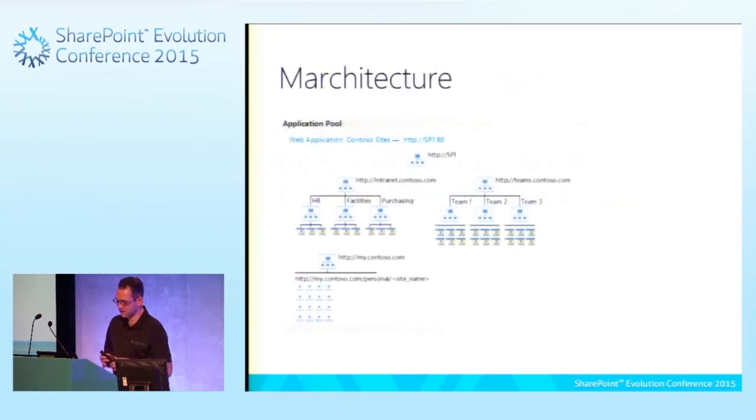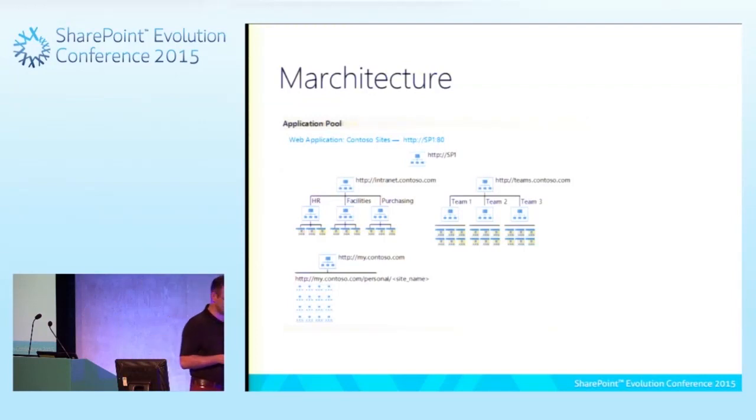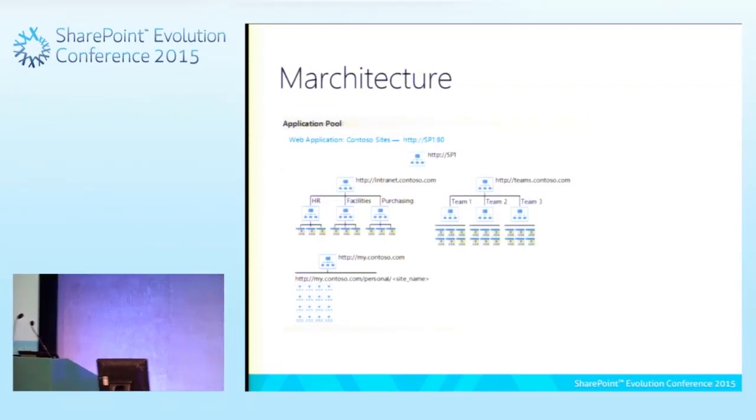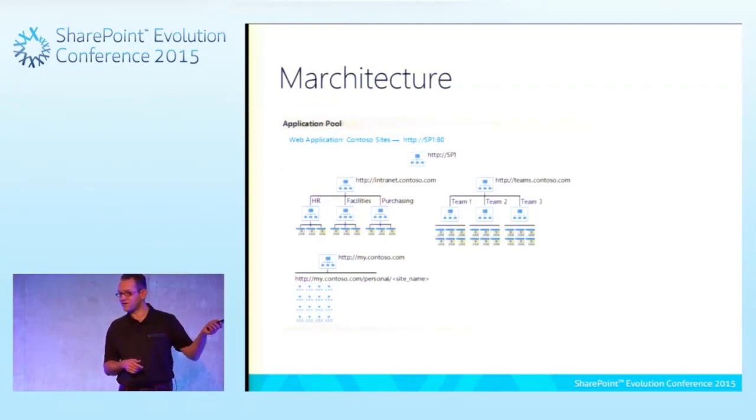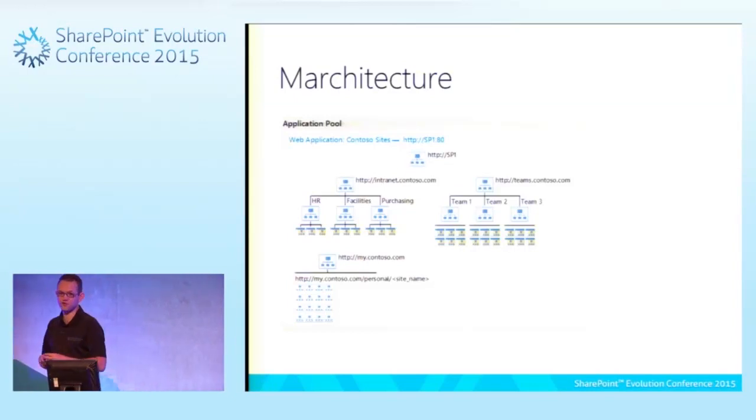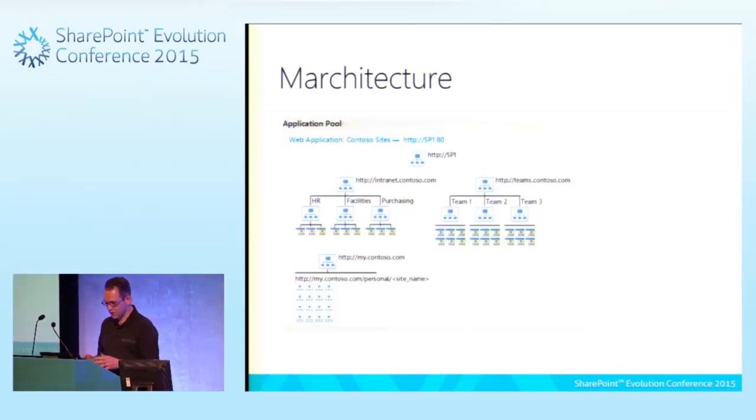If you go to TechNet, I call this architecture because it's a horrible diagram. There are some not very good practices, like the name of this web application is a server name, something you should not do probably. But underneath this web application, we've got multiple site collections with unique names: Intranet.contoso.com, teams.contoso.com, my.contoso.com for the my sites, and then multiple site collections with managed paths.